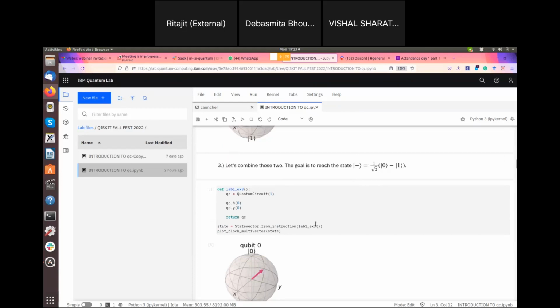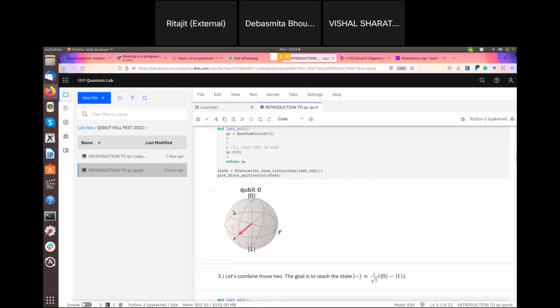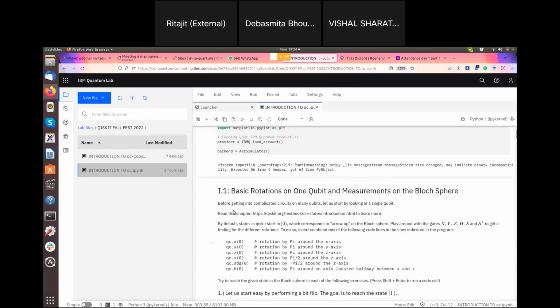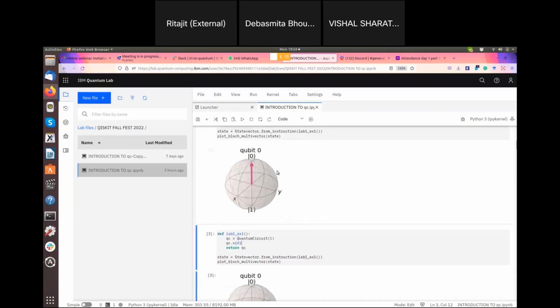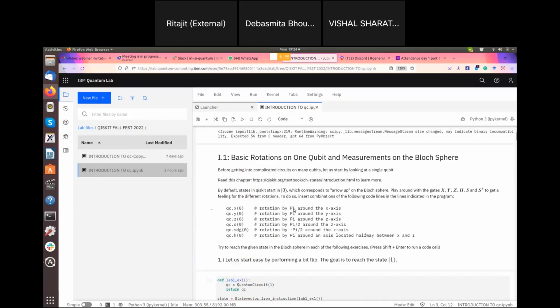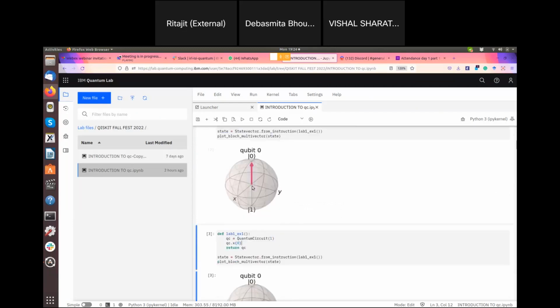The circuit will be exactly the same as before, but we will include the Y gate here. If you just go to the first portion, it is noted that QC dot X is basically rotation by pi around the X axis. So rotation 180 degrees around the X axis. What happens? 0 and its 180 degree rotation is 1. So this is rotation by 180 degrees around the X axis. Here is your X axis.